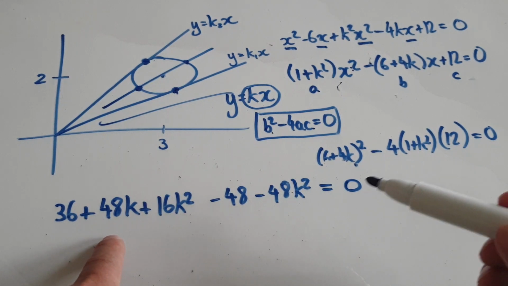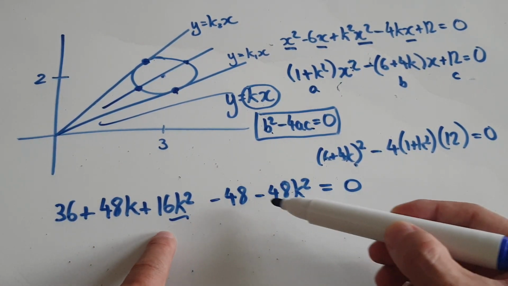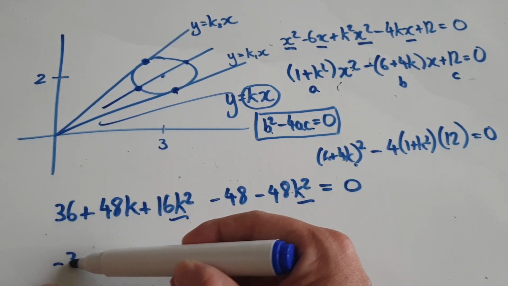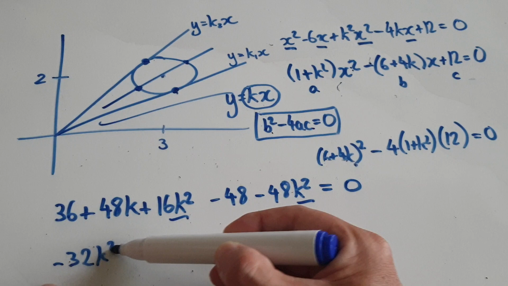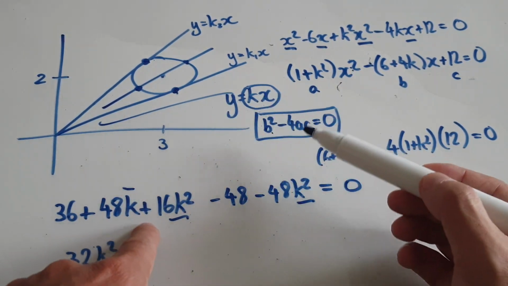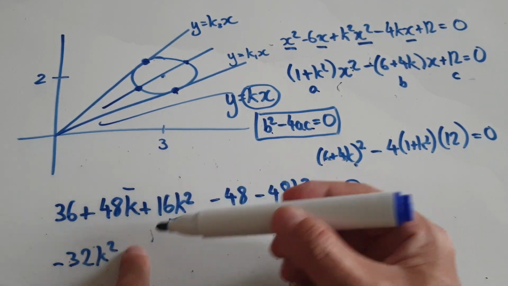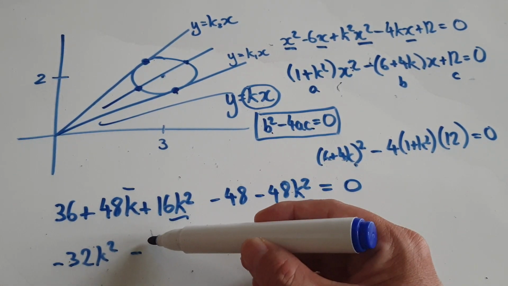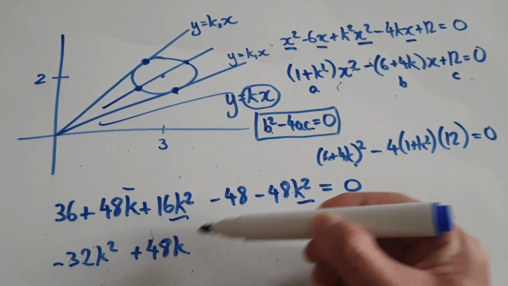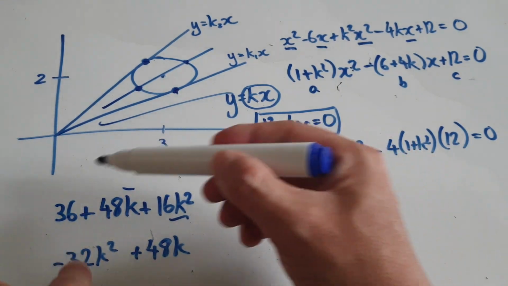So let's tidy this up. You've got k squared, you've got k squared. Merging the two together will then give us negative 32k squared. You've got single k here, and yeah, you've got just single k there. So that would be positive 48k. And then you've got single number.